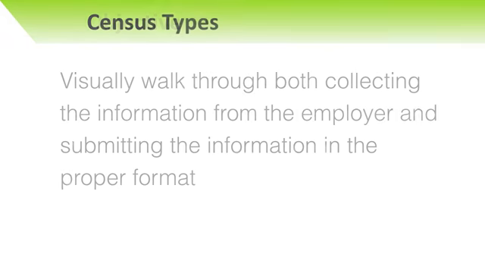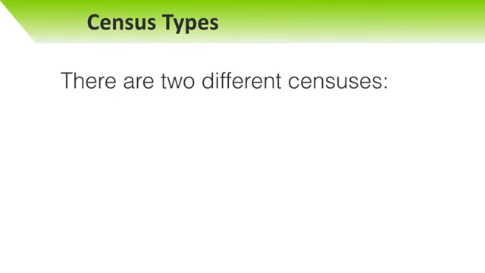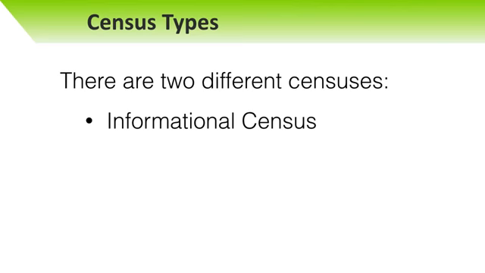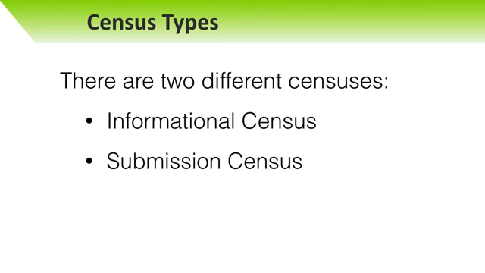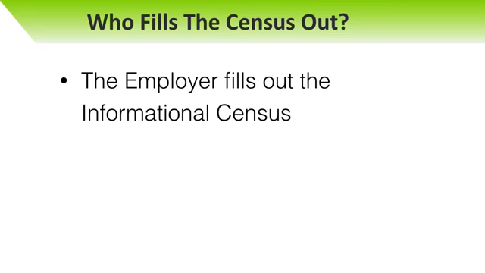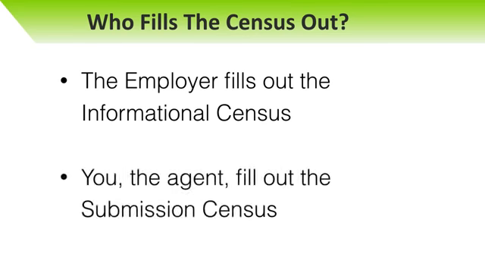Now there are two different census types that we'll be working with. The first is an informational census, which is used to gather the information from the employer, and the second is a submission census, which is used to submit the information to A Charitable Life Wellness for processing. Who fills out the census? Well, the employer fills out the informational census, and you, the agent, fill out the submission census. We're going to take a look at both examples.